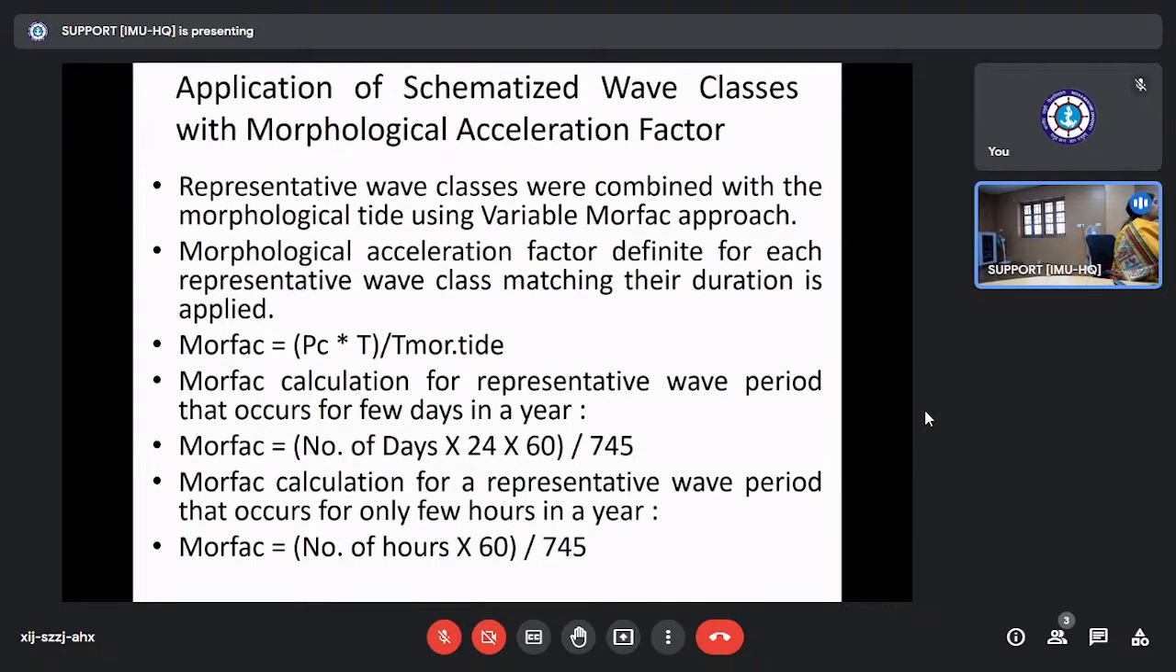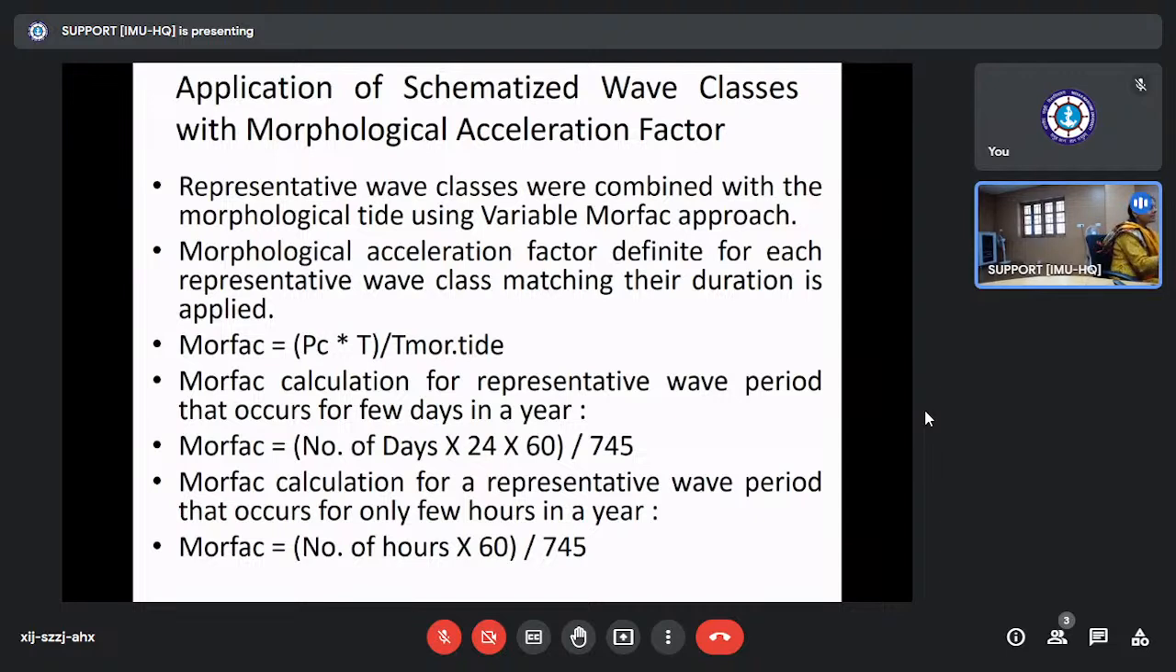Thereafter, the morphological acceleration factor was formed. For tides alone, one constant morphological acceleration factor was used, which was Morfac 30, while in the coupled model of tides and waves, a variable morphological acceleration factor has been used, which is based on the probability of occurrence of the particular wave height and wave period of that wave class. So the morphological acceleration factor is defined for each representative wave class, matching its duration.